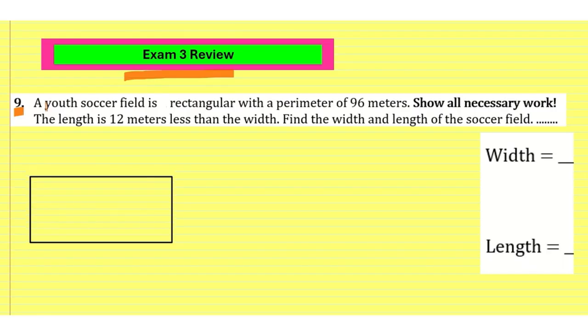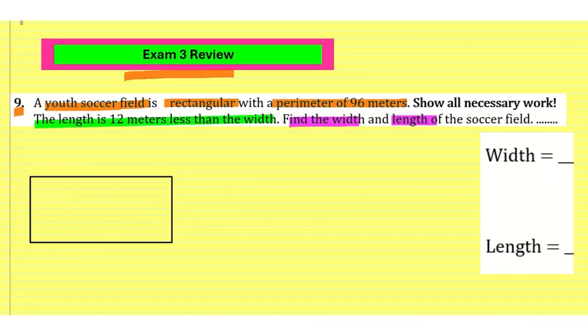We're going to start with number 9 in this video. We have a youth soccer field and it is rectangular in shape. It has a perimeter of 96 meters. They also tell us that the length is 12 meters less than the width. And ultimately, they want us to find the width and the length of the soccer field.